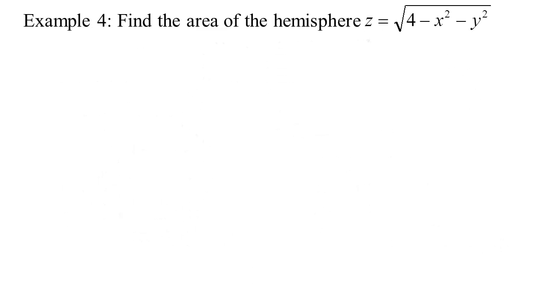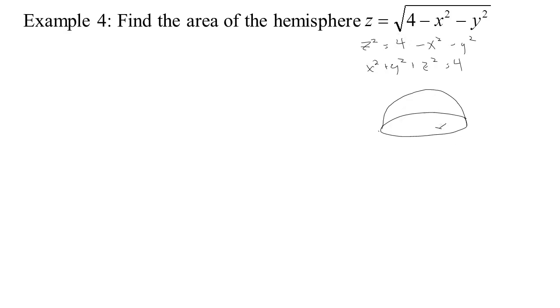So we've got here, this specifies a hemisphere. Notice that if you squared both sides, you'd have z squared equals 4 minus x squared minus y squared, or x squared plus y squared plus z squared equals 4. So that's a sphere, but what's been done here is we've solved for z and then taken only the positive square roots. So this is just the upper part of the hemisphere. Okay, so we have z is a function of x and y.